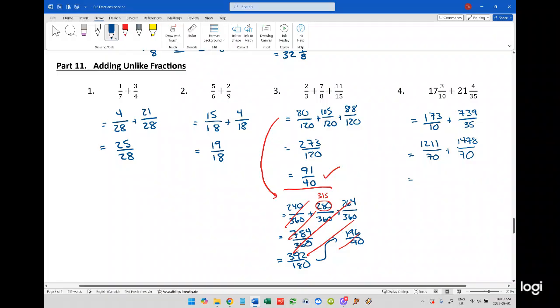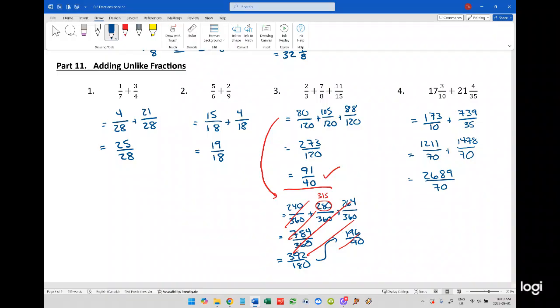And then add those two together. 1211 plus 1478 is 2,689 over 70. Now, I'll be completely honest, I'm not sure if that's in lowest terms, but 70 doesn't have that many factors. It can be divided by 2, but the top's odd, so that doesn't work. It can be divided by 35, but that's not going to work because the top doesn't end in a 0 or a 5. The only other options could be 7 or 10.